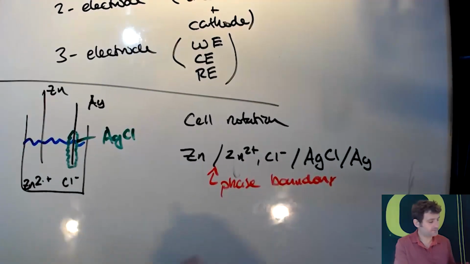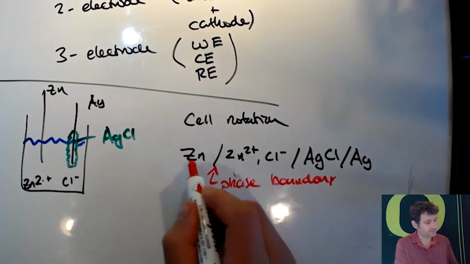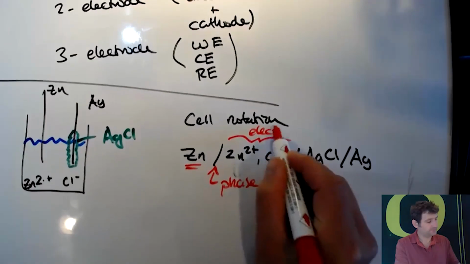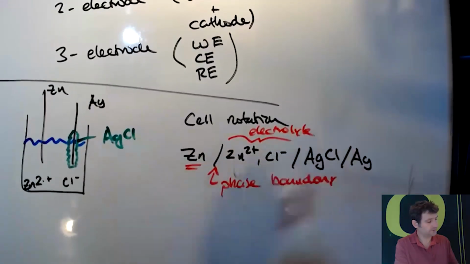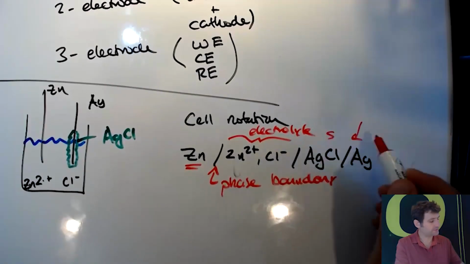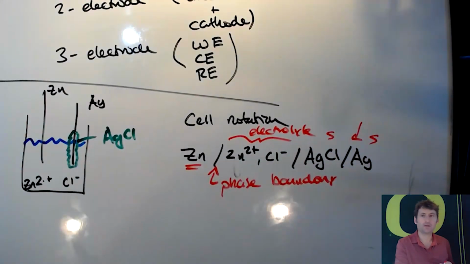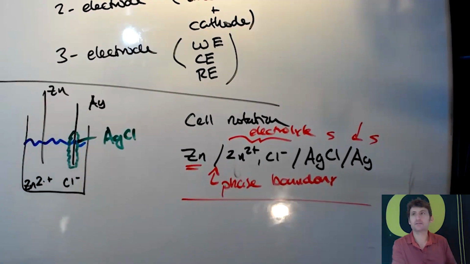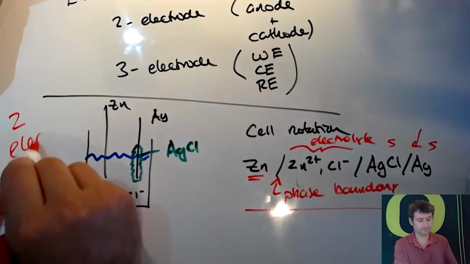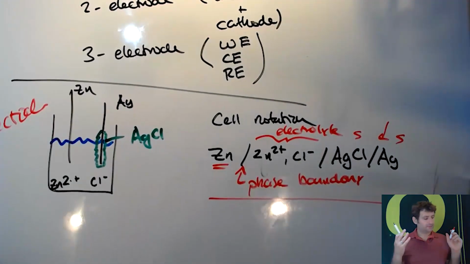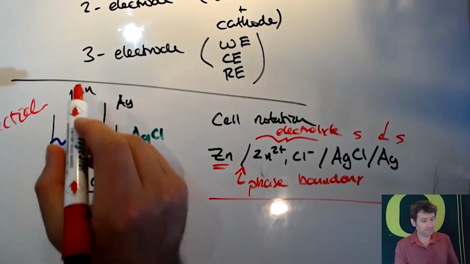And the phase boundary, in this case, is between the solid zinc and the electrolyte. And in this case, the phase boundary is between two solid phases. So this is a solid, and this is a solid. Okay, so that's how we can depict this two-electrode cell, right? This is a two-electrode cell.